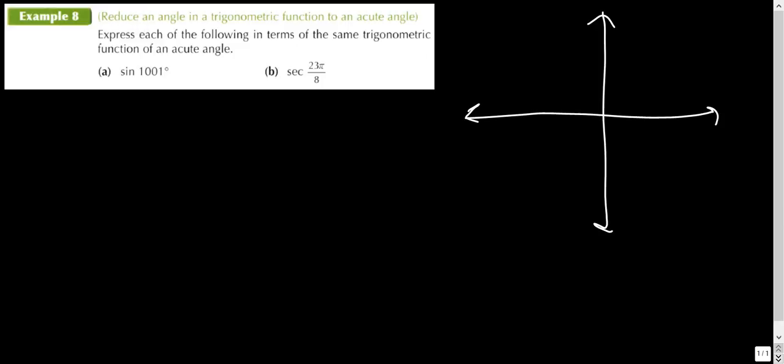Example 8 asks us to express each of the following in terms of the same trigonometric function of an acute angle. Now, if you'll notice with this problem, we have the sine of 1001 degrees and the secant of 23 pi over 8. Those are pretty large, and those are numbers in radians and degrees that we haven't really dealt with yet. So I'm going to teach you how to deal with them, and then it kind of goes back to some of our previous examples on how to solve those problems.